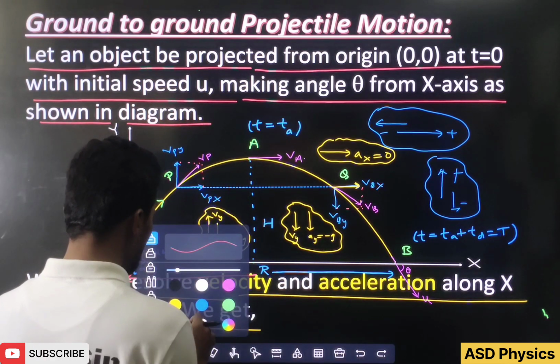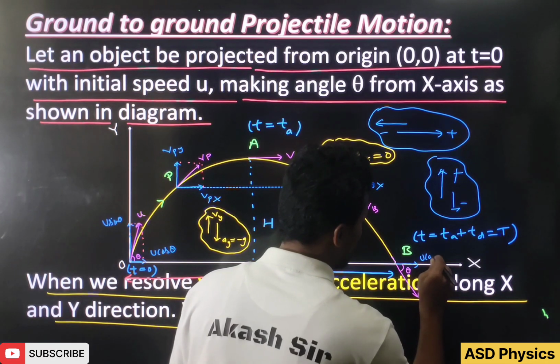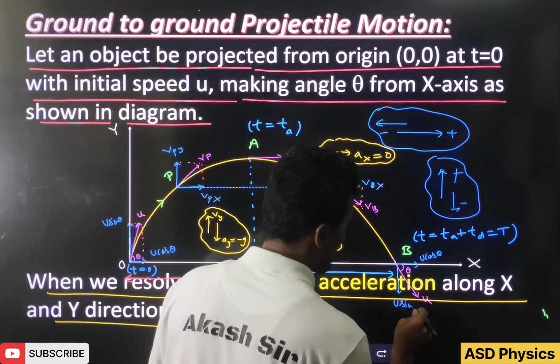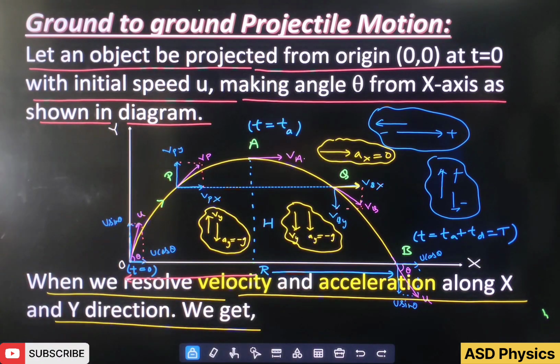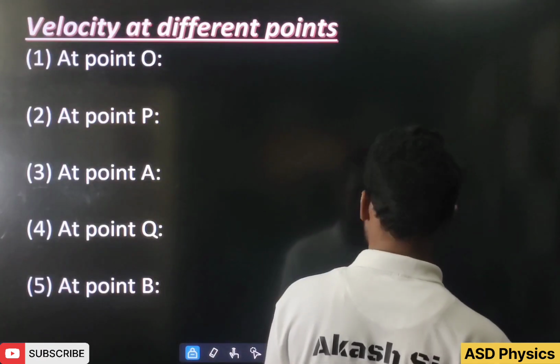And here also, if I resolve the velocities, students, see this side component will be u cos theta, and the downward component will be what here? u sin theta, and here also a parallelogram should be there, okay? So you can see we have resolved the velocities. Now we are going to write the velocities here, okay?